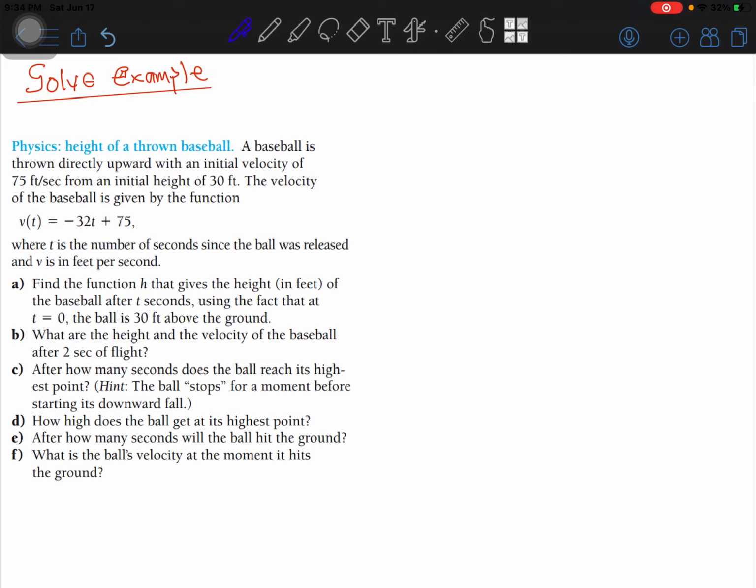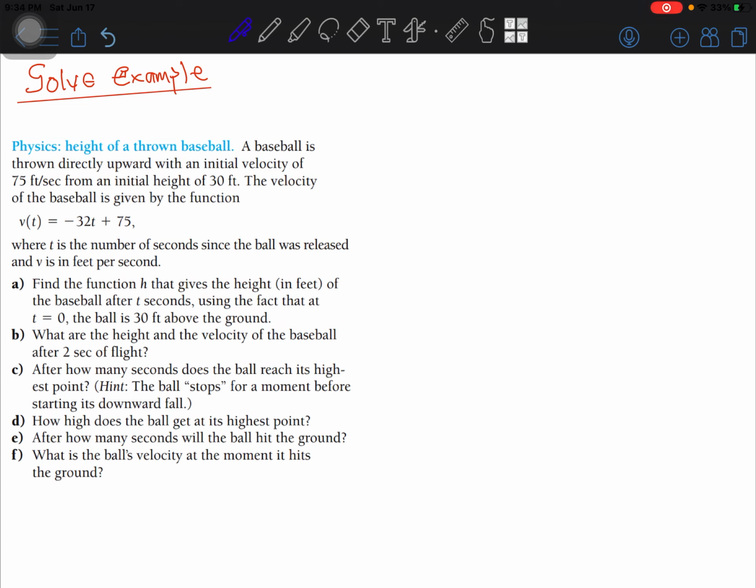B, what are the height and the velocity of the baseball after 2 seconds of flight? C, after how many seconds does the ball reach its highest point? And a hint has been given. And in D, how high does the ball get at its highest point? E, after how many seconds will the ball hit the ground? And the last one is, what is the ball's velocity at the moment it hits the ground? So let's move on and analyze this question.